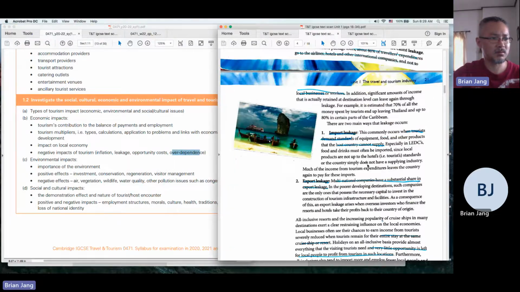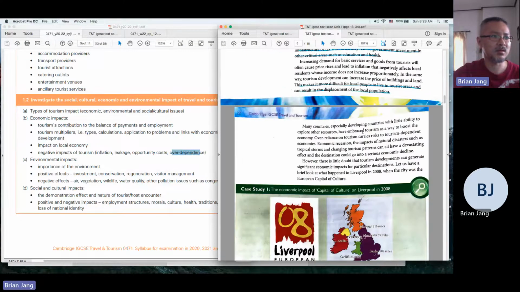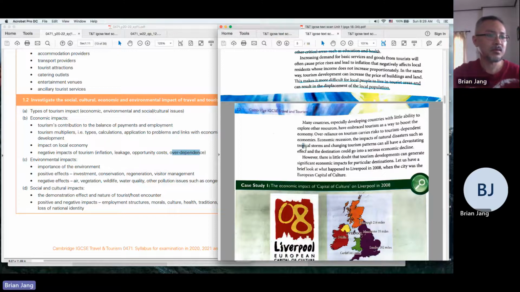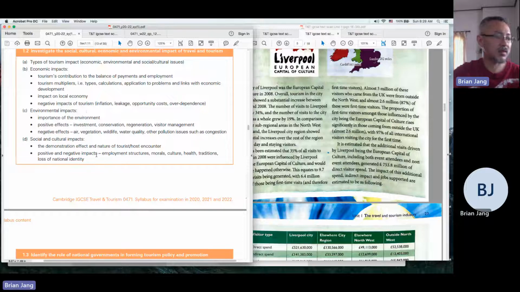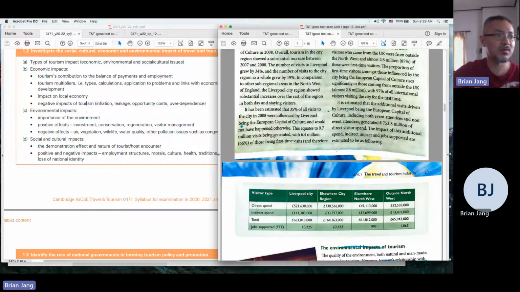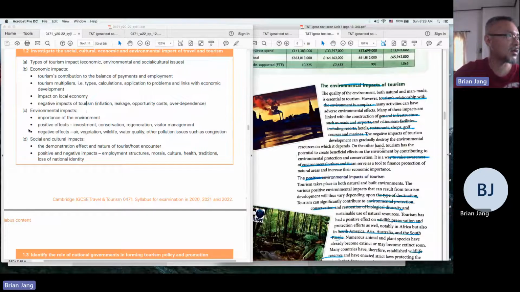Over dependence, that is obviously in this section right here. Another word for over dependence is over reliance. So that is economic impacts. Next is environmental impacts. I'll just give you the page numbers, page 23 through 30, and that's just from the book. You just look over environmental impacts.